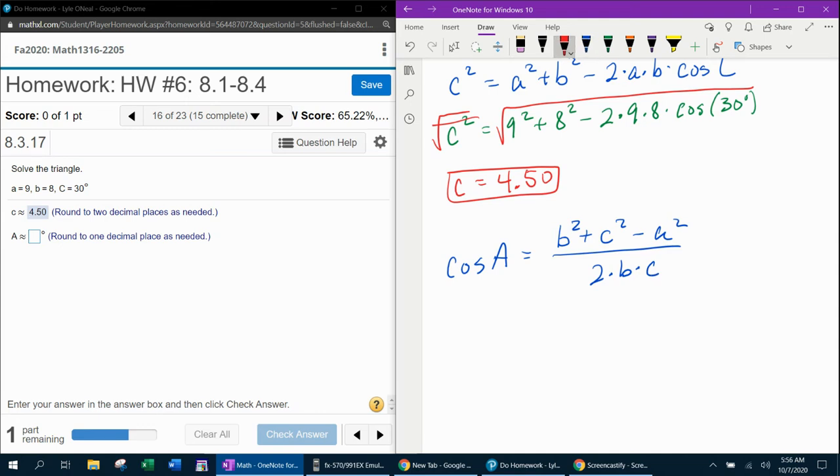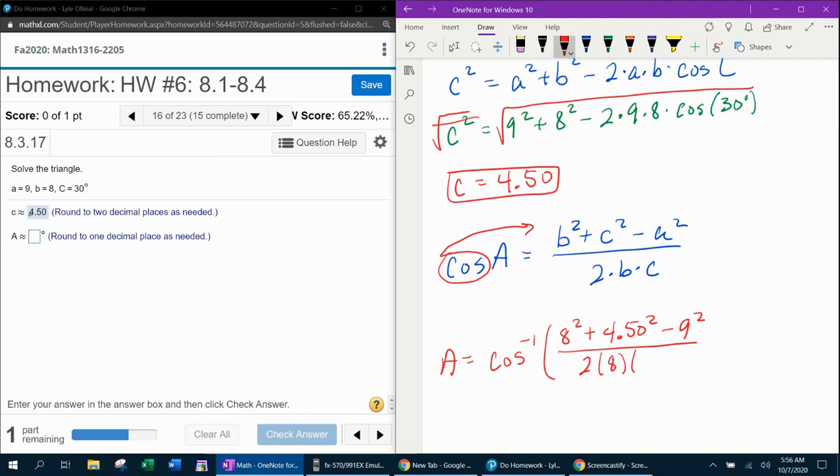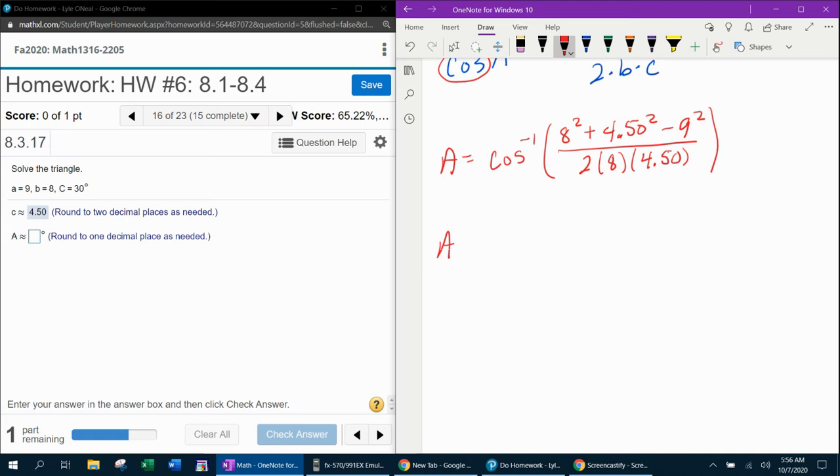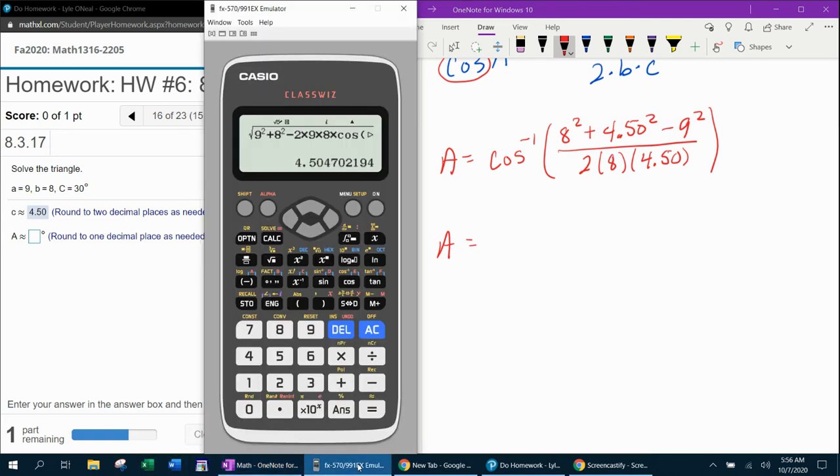And then we're going to need to bring the cosine to the other side in order to solve for angle A. So that's going to be the inverse cosine of b squared plus c, which I just found, squared minus a squared, all over 2 times b times c. And believe it or not, I can actually put all of that in the calculator just the way it looks. I mean, I could calculate the fraction first and then do inverse cosine of the decimal, but I'm going to show you that I can actually do all of that at one time.